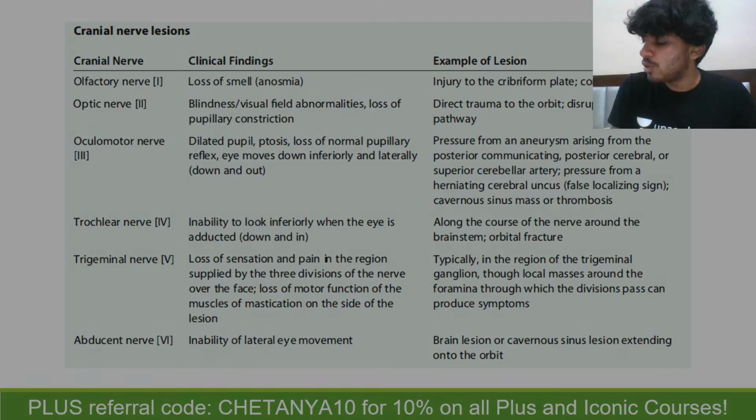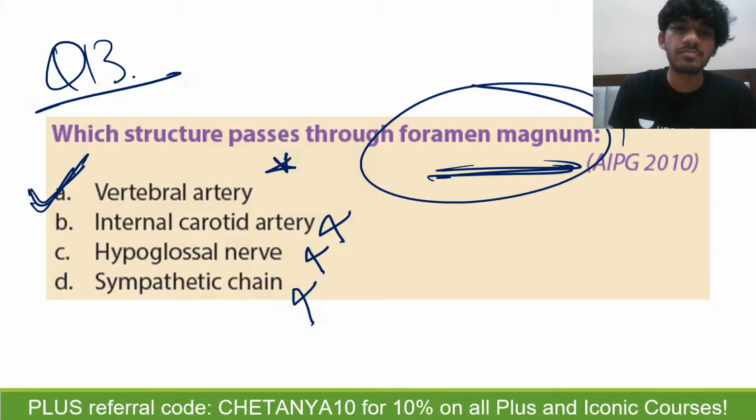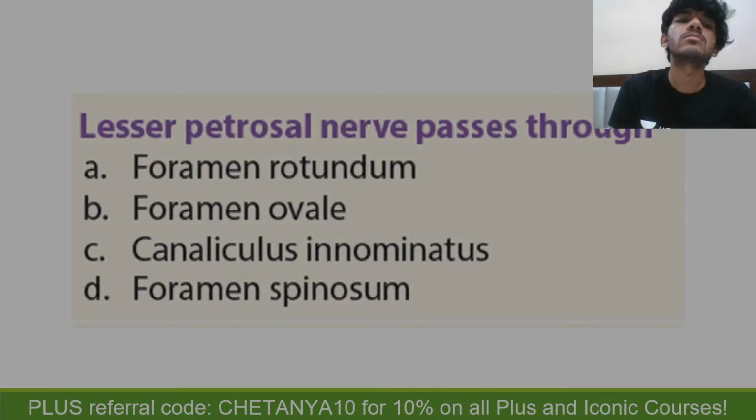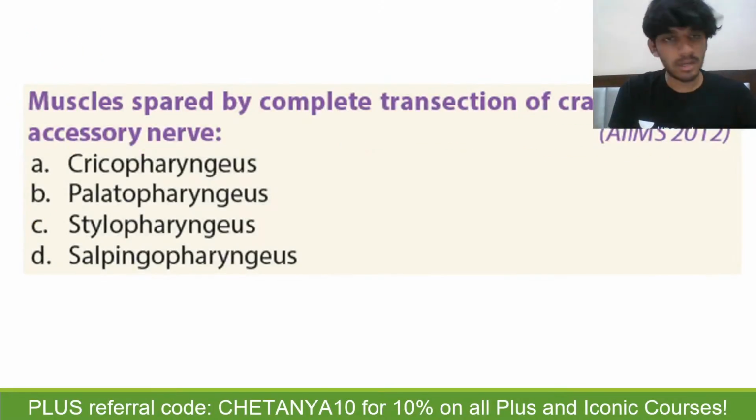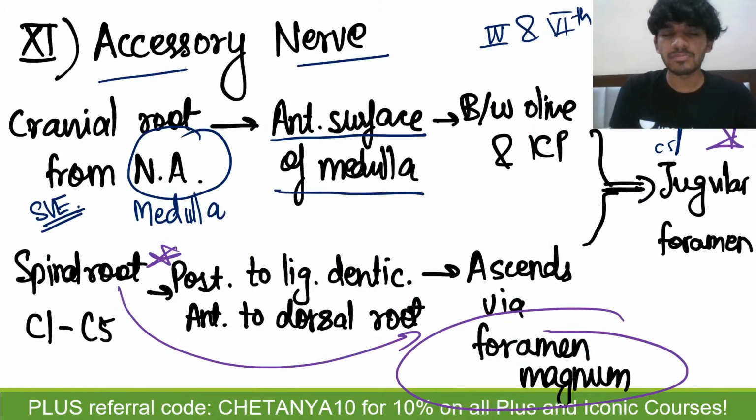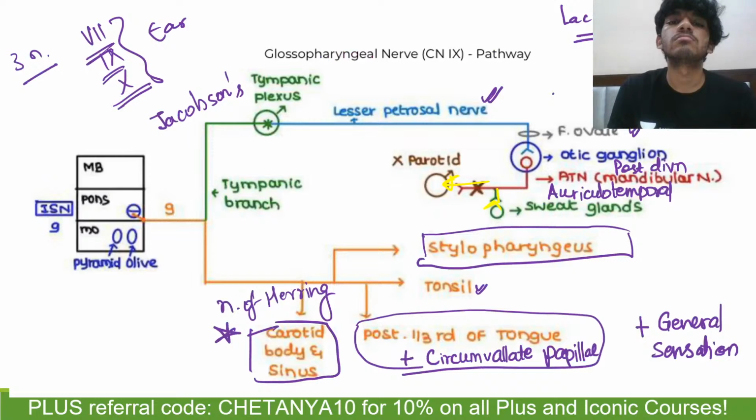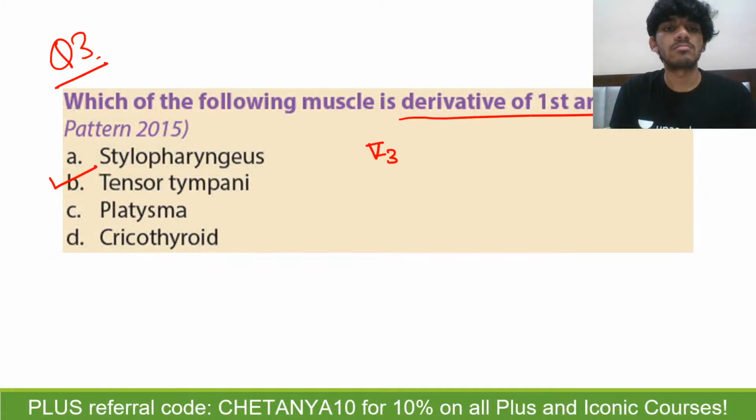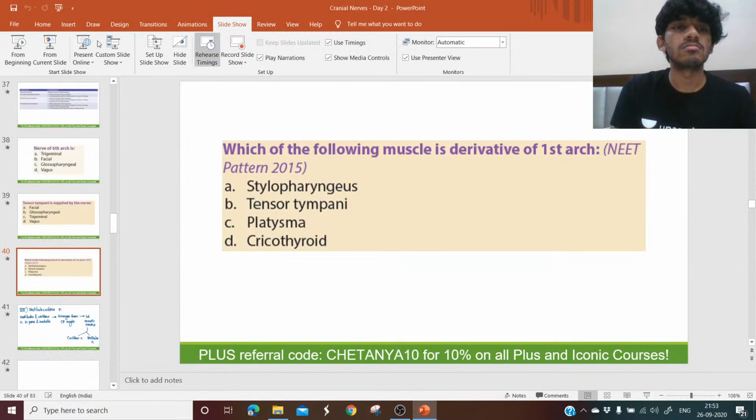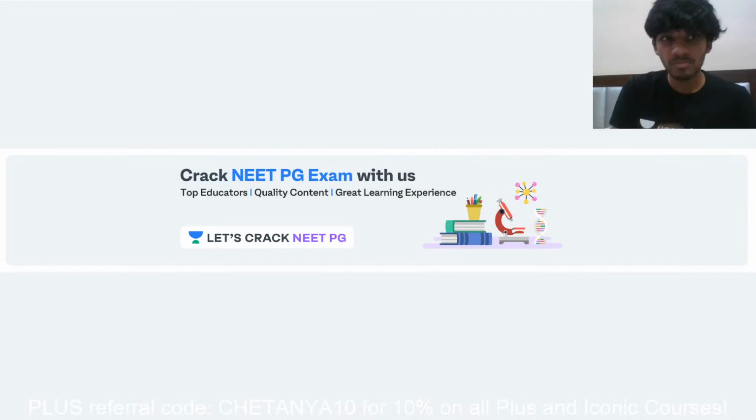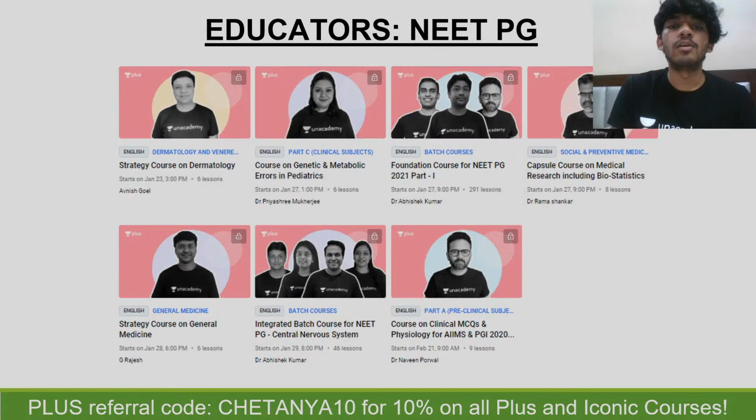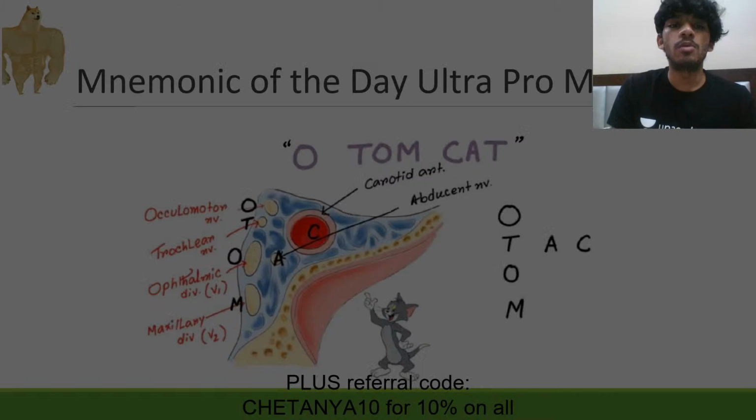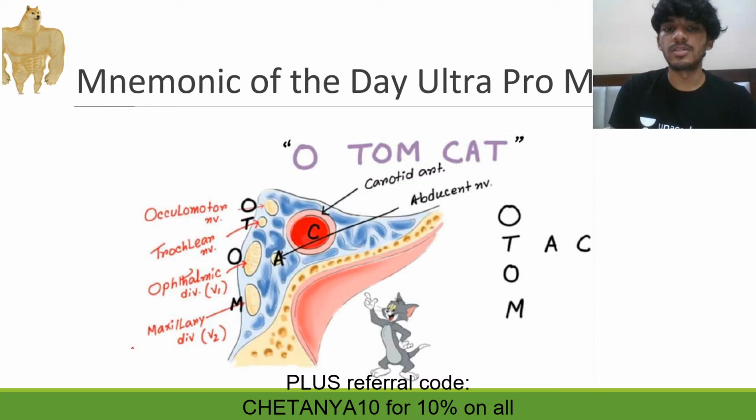Now, if you want me to give you a quick recap of what we did today, I'll do that. Let's have a 5-minute rundown of the entire cranial nerves. Initially I told you a mnemonic for the cavernous sinus, that was O Tom Cat, right? That is the first thing that we did.